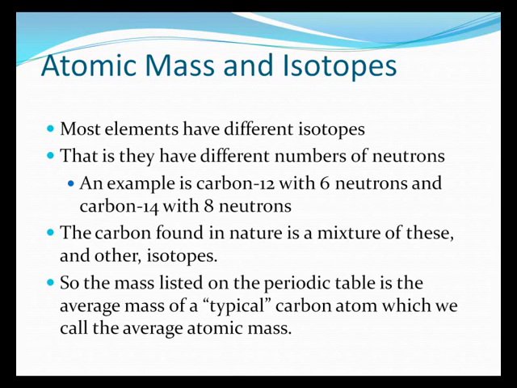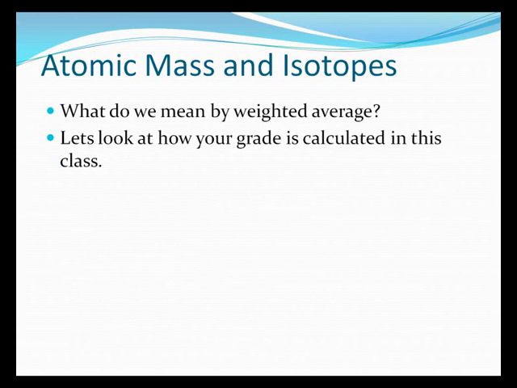Well, carbon is found in nature as a mixture of these and a couple of other isotopes. So the mass that's listed on the periodic table is the average mass of what we might call a typical carbon atom, which we call the average atomic mass. And if you were to look up on your periodic table, you will see carbon is listed as 12.01. Well, let's look at what we mean by a weighted average.